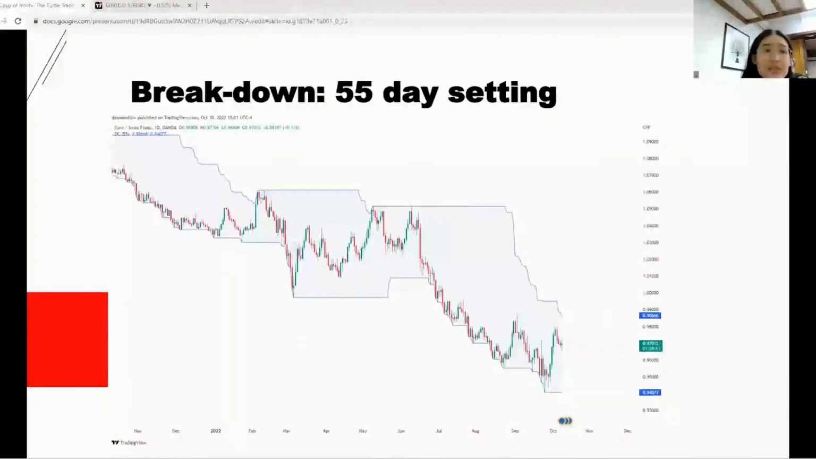So the 55-day setting for the Donchian channel is more for long-term traders because it's more refined, and this is typically what we recommend as well. It's a better way to trade, or it's more useful compared to the 20-day setting.